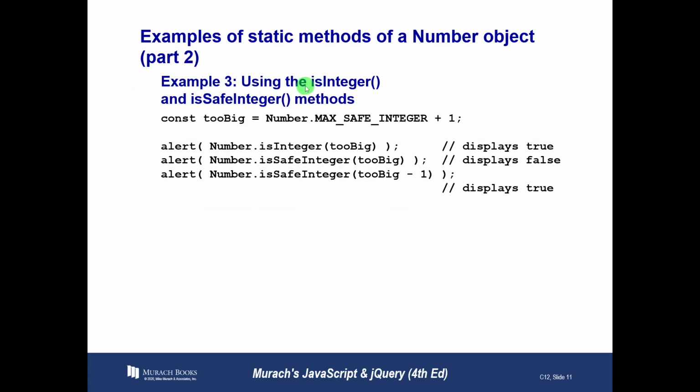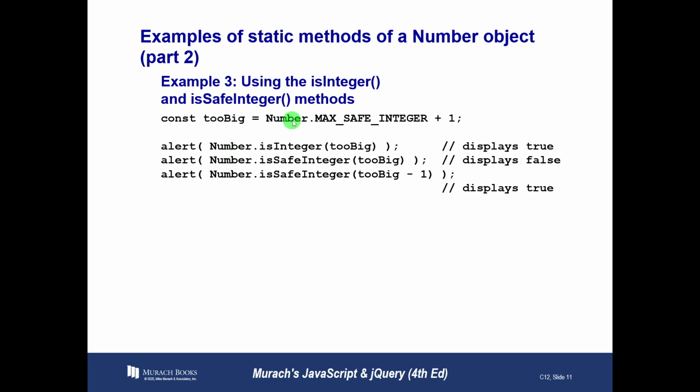Using the isInteger and isSafeInteger methods. Okay, so I have MAX_SAFE_INTEGER. Remember we said that's a built-in static field. Number.MAX_SAFE_INTEGER. That's the biggest integer I can use safely in JavaScript, and I just added 1 to it. Uh-oh, that could be a problem, right?